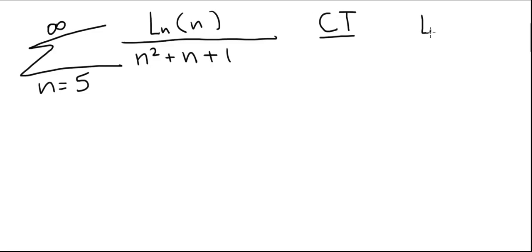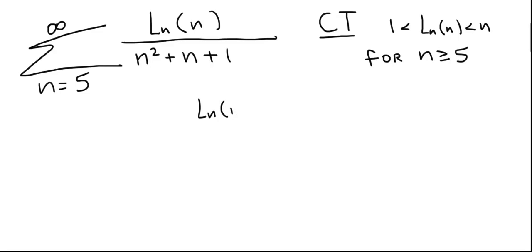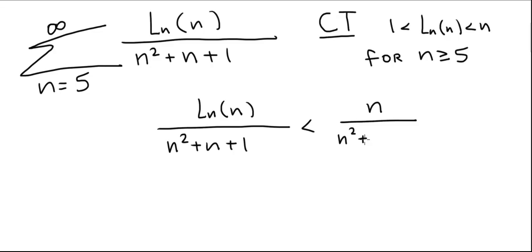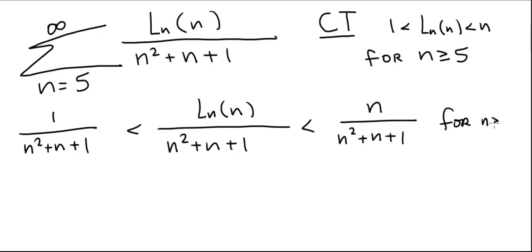Recall that natural log of n is less than n and greater than 1. Since our series starts at 5, all we care about is if this is true for n greater than or equal to 5, and this certainly is true. So natural log of n divided by n squared plus n plus 1 is less than n divided by n squared plus n plus 1 and is greater than 1 divided by n squared plus n plus 1 for any n greater than or equal to 5.